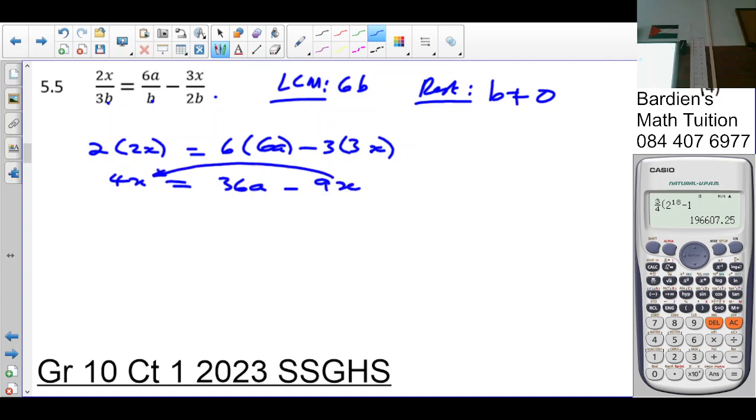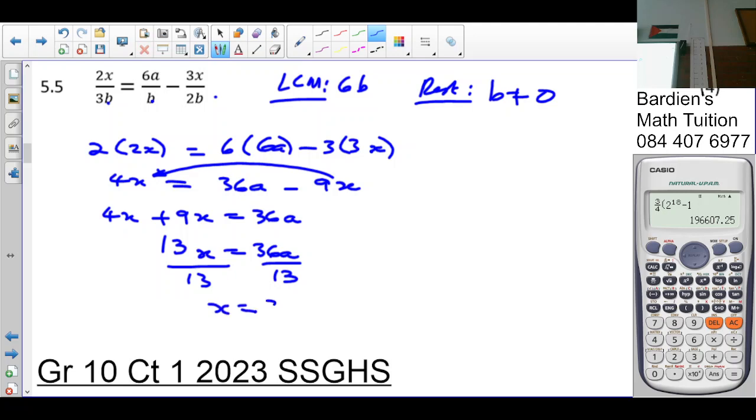X is one side. So it's going to be 4x plus 9x is equal to 36a, which gives me 13x is equal to 36a. Divide by 13 both sides. So x is equal to 36a over 13. Any confusion? No?